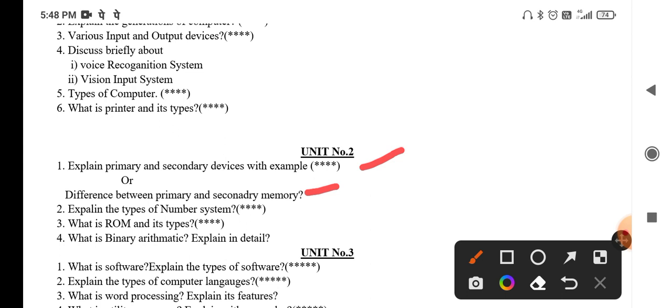memory. Secondary is also called permanent memory, and primary is called temporary memory. Next, RAM comes under the example of primary memory, and hard disk comes under secondary memory. So you need to write a few differences, that is more than enough for this question.